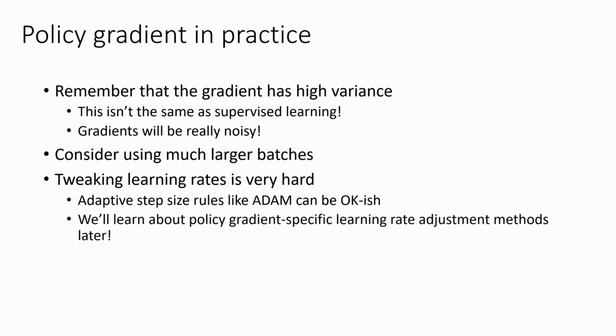We'll learn about some policy gradient specific learning rate adjustment rules later on, but for now, what you'll be implementing in homework 2 will basically plug in the policy gradient into a standard first order optimizer. Just be a little careful, the learning rates might take a little bit more work. We'll give you some hyperparameters that will work out of the box, but when you're doing this for real, keep in mind this bit is a little bit more delicate.